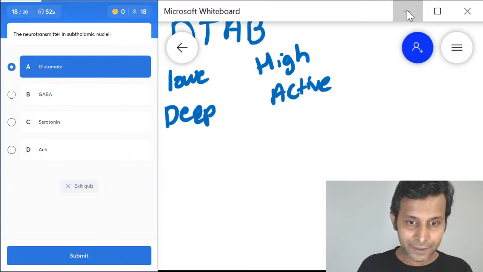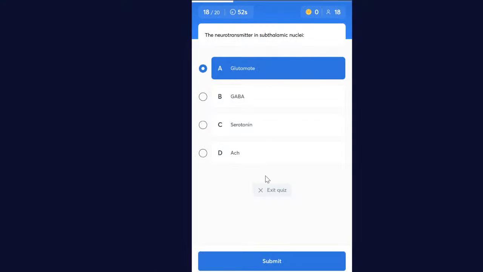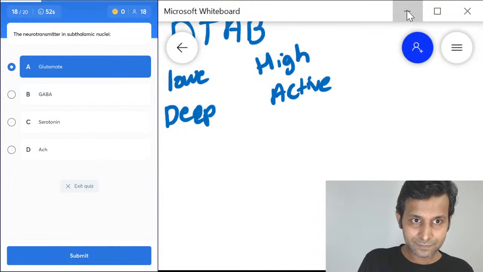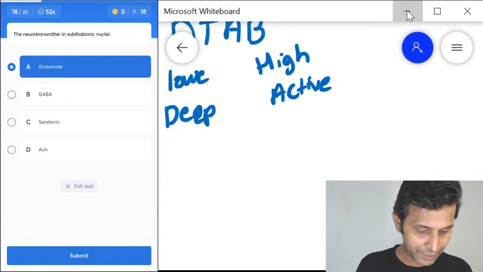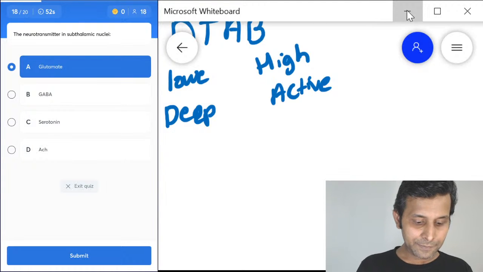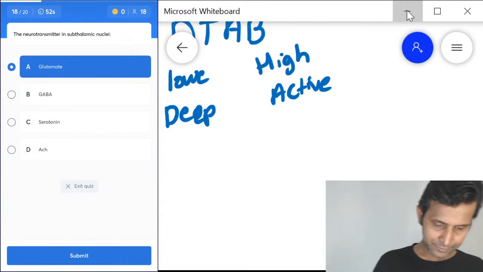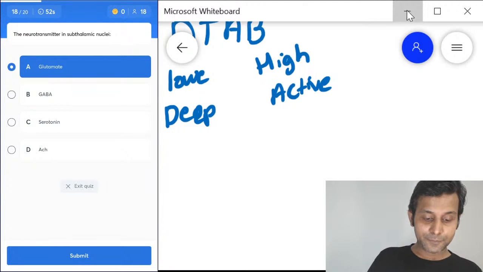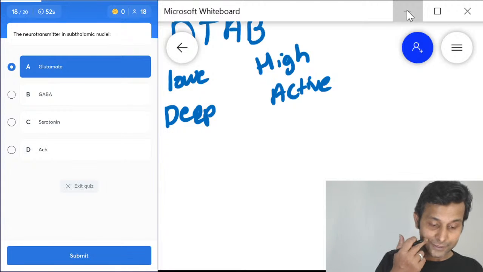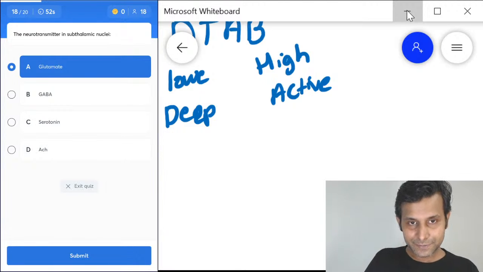Sorry, somehow my net connection got stuck here. The answer for the last question: the diagram is of a sarcomere, and the area marked is the Z line, and in the Z line the accessory protein is alpha-actinin. Remember, the accessory protein is alpha-actinin.